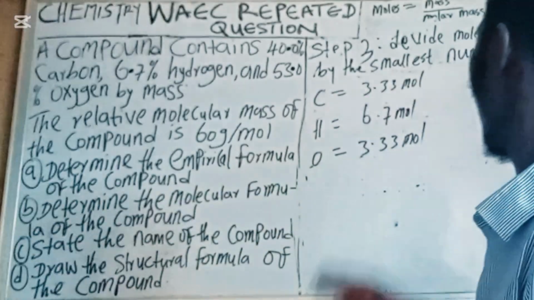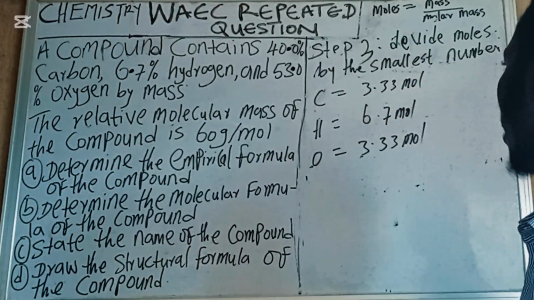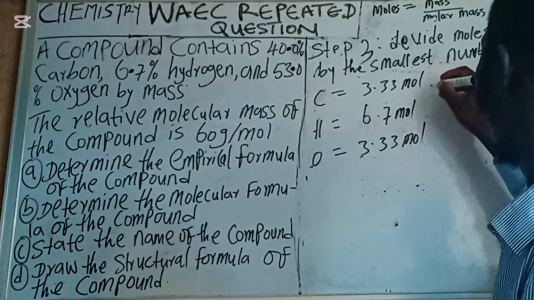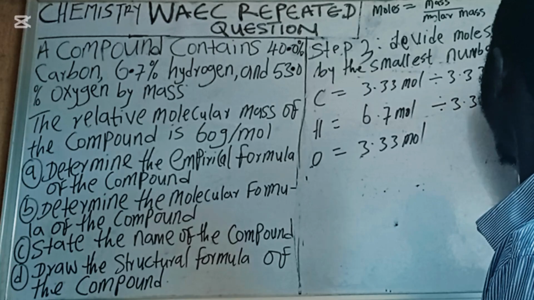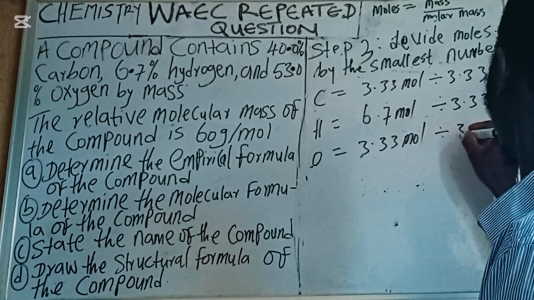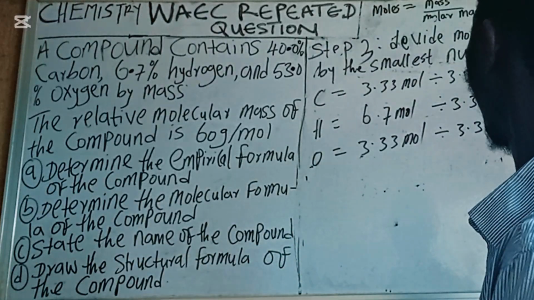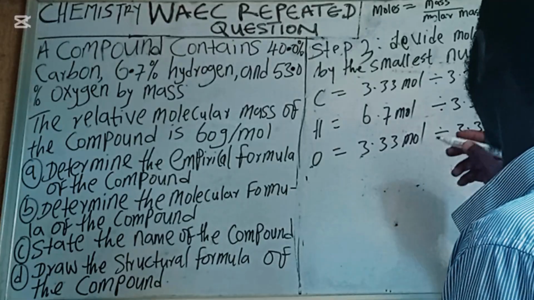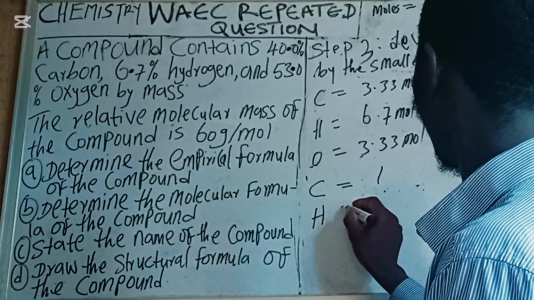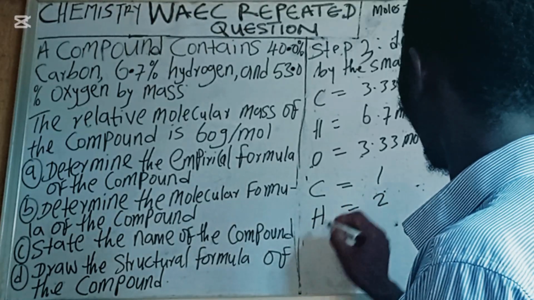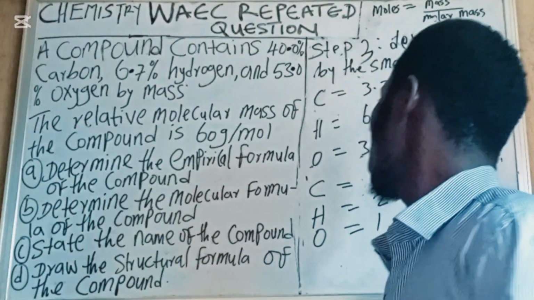Now in these values here, which value is the smallest? So 3.33 mole is our lowest value here. So we have to divide these values by 3.33. So if you press your calculator, 3.33 divided by 3.33 gives carbon is equal to 1, then hydrogen is equal to 2, then oxygen is equal to 1. So we are moving fast now. We are through with step 3.